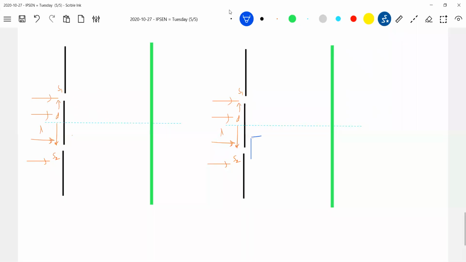Here is a slab, of thickness t and refractive index mu. The ray of light will now also pass through it.